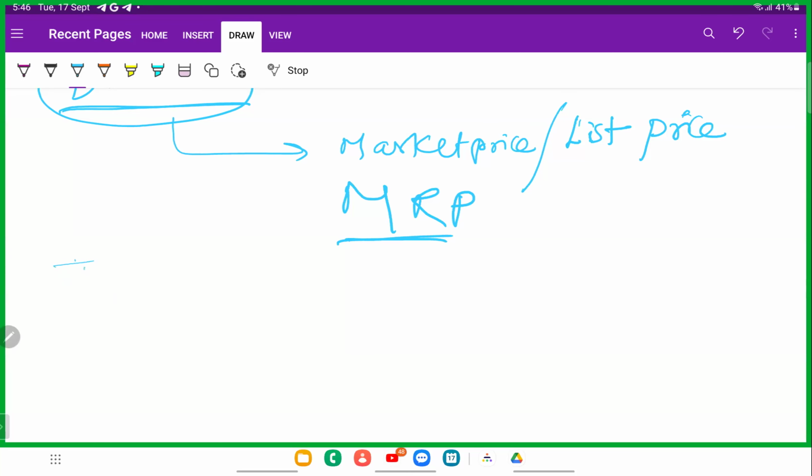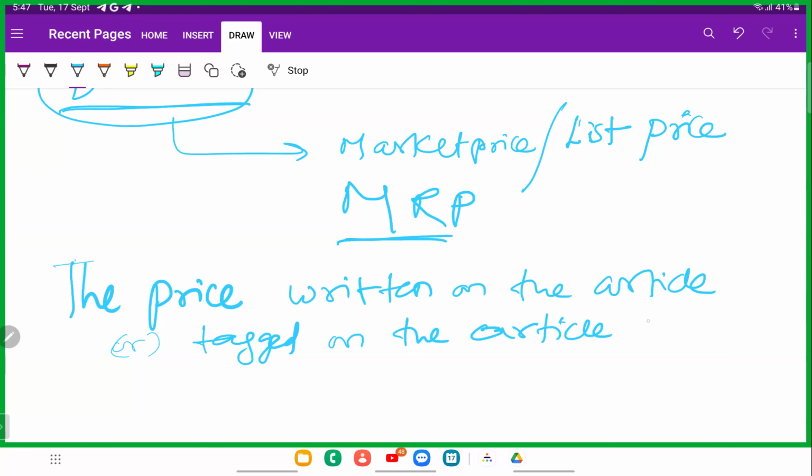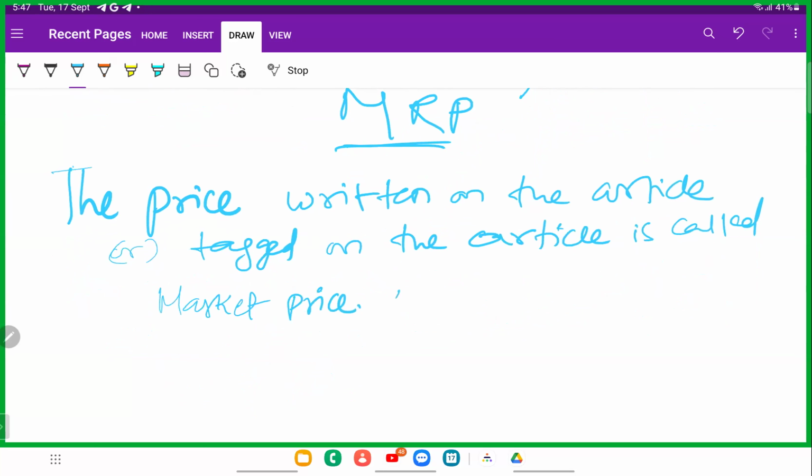The price written on the article or tag on the article is called market price or list price.